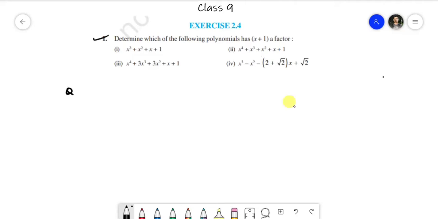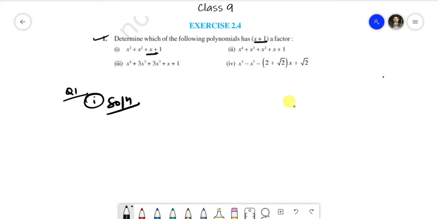So question number 1, Roman number 1, solution. Before I write the solution, let me read the question. Determine which of the following polynomial has x plus 1 as a factor. So we are asked to find out, when we divide this one by this, if we get 0, then we'll say that's a factor, and if it's not 0, then it's not a factor. That's it, simple. We already know about factor. What is a factor? Factor means those numbers which can divide exactly, when we get the remainder 0, then that's a factor.